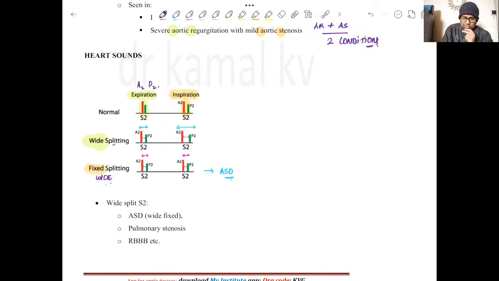Now in wide splitting, what you can remember, like A2 P2, this is the sequence. Now what can happen? Either the A2 is closing early or the P2 is closing late. Suppose the P2 is closing late, so how can we write it? A2 will be here, but P2 is going so far, and this can occur in two conditions, especially right bundle branch block or pulmonary stenosis.